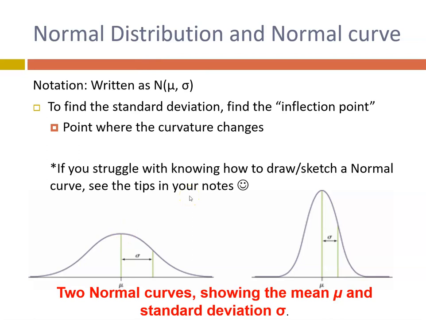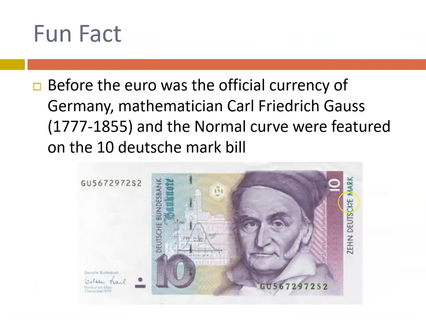If you struggle with knowing how to give a good sketch of a normal curve, there are some tips in your notes. You can see here there are two different normal curves. When you have a smaller height of your normal curve, it's going to be more spread out between your mean and one standard deviation. But here you can see how it's smaller. Fun fact, there's more information about this in your textbook.